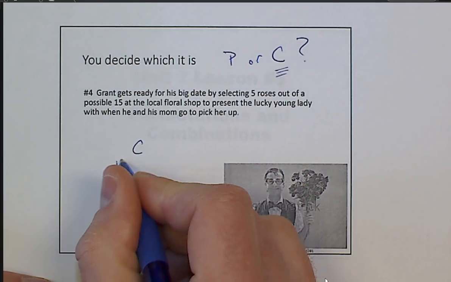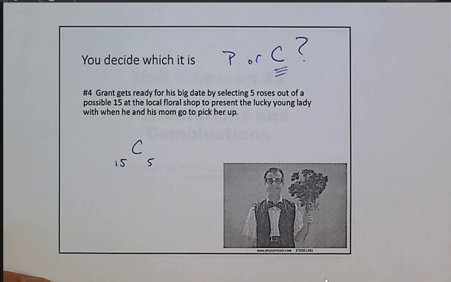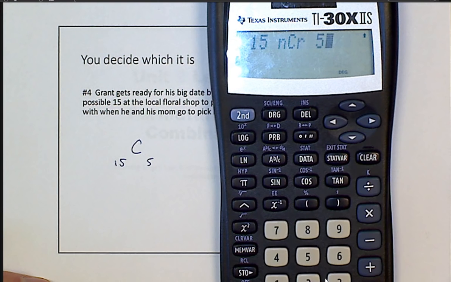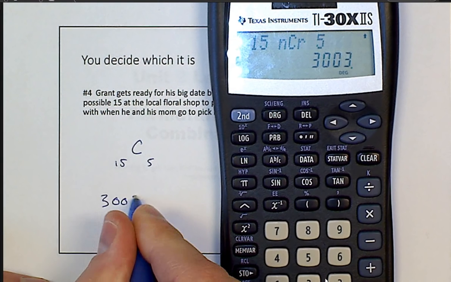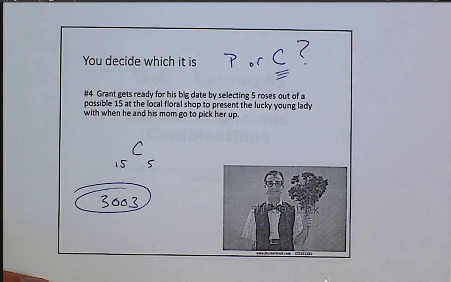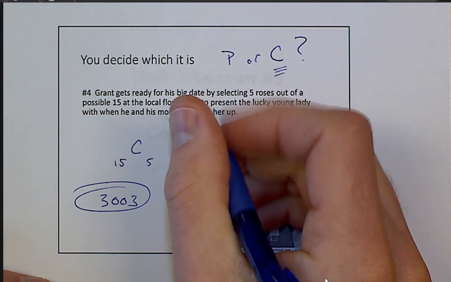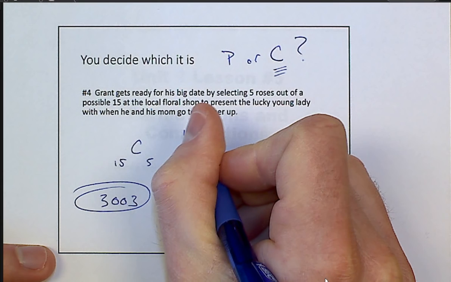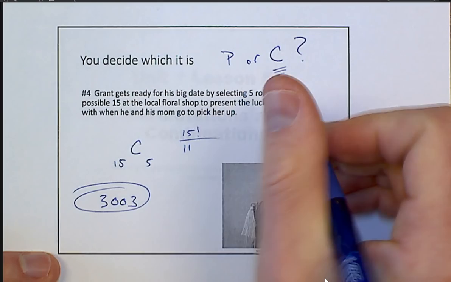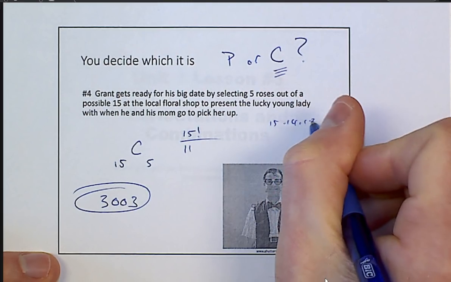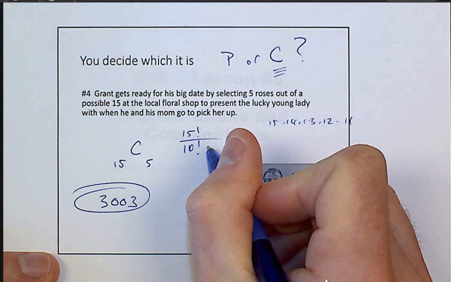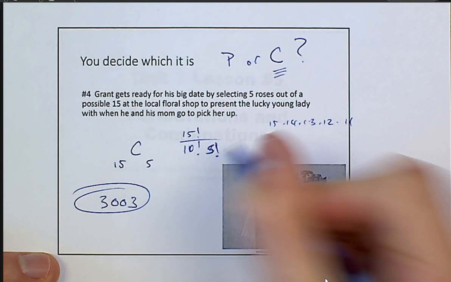Out of a possible 15, we want 5. And so we would just take our calculator out and go 15, probability, combination, 5 roses. And we're going to have 3,003 possible ways to arrange those 5 roses out of the 15 that we picked up from the floral shop. Again, you could go 15 factorial over 10 factorial, and then divided by 5 factorial. Again, you could write it that way if you'd like.